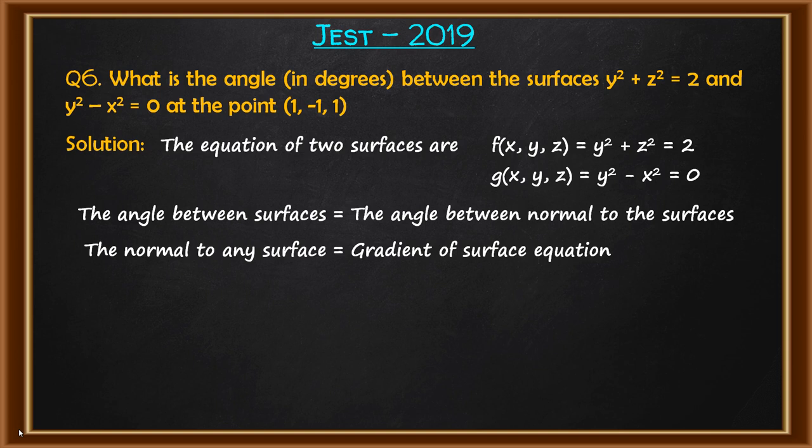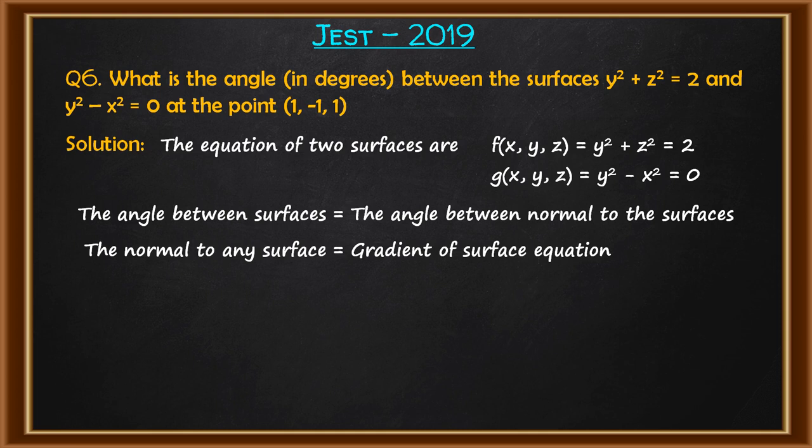So here we need to find the gradient of the surface equation. If we apply the gradient on both the surface equations, this will give the normal vectors to these surfaces, and we need to find the angle between those normal vectors. The angle between those normal vectors will give you the angle between these two surfaces.